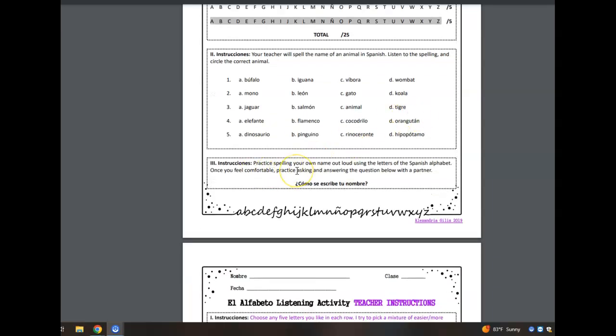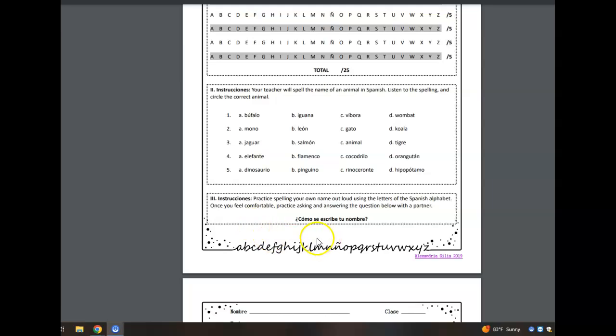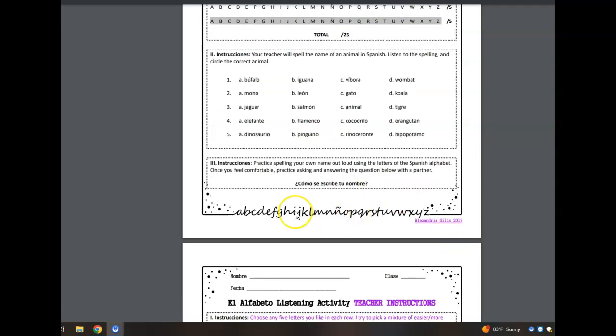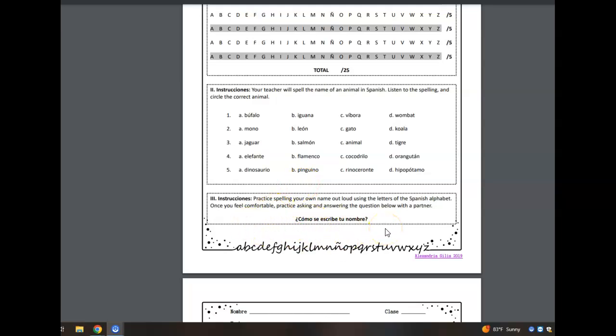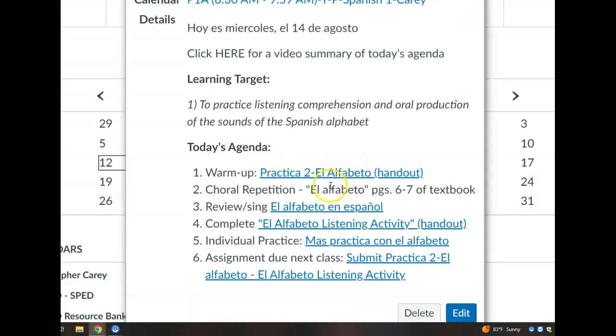And then finally, part 3, you guys did already last class. You're going to use the sounds of the Spanish alphabet. Not so much the letters, but the sounds. How do you spell your name using the sounds of the Spanish alphabet? ¿Cómo se escribe tu nombre en español? Not the letters, the sounds that you have in your notes that are in parentheses next to each letter. That's what you guys are going to use, just like how you did last class, to spell your name in Spanish.